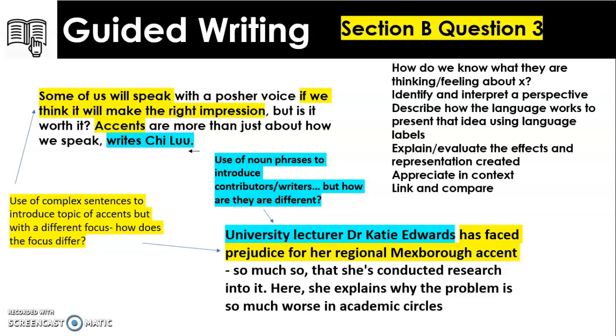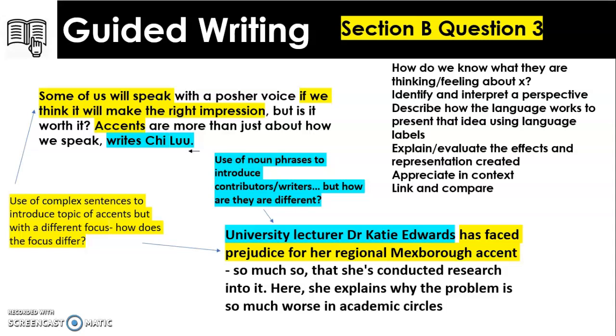Okay, so how does the focus on accents differ in stand first B? They're both using complex sentences. We've got the subordinating conjunction "if" in stand first A and, in stand first B, we've got the word "that," which makes it complex. And she says, "University lecturer Dr. Katie Edwards has faced prejudice for her regional Mexborough accent."